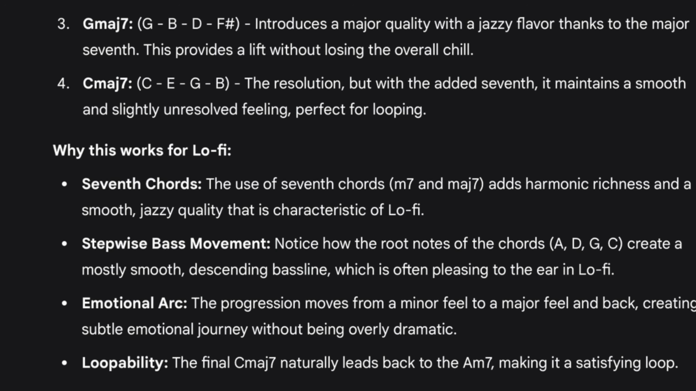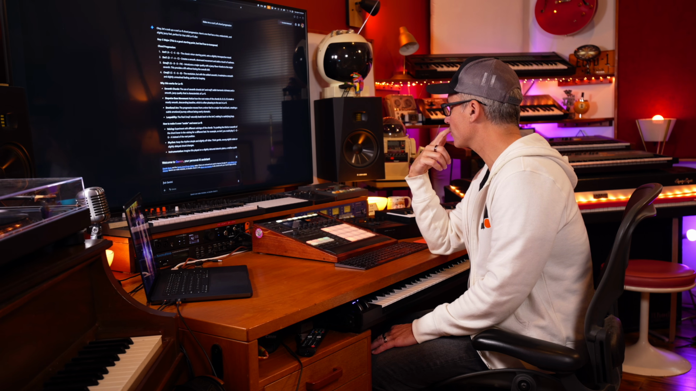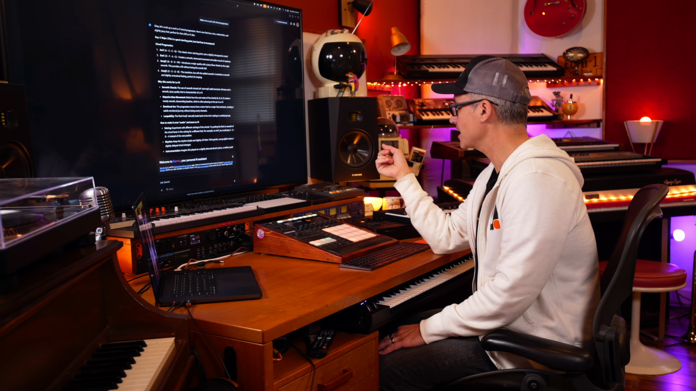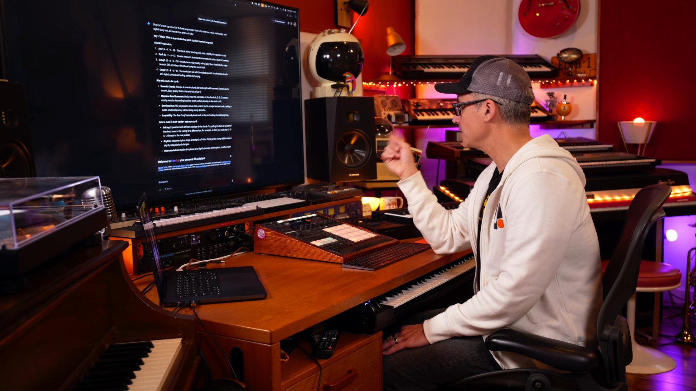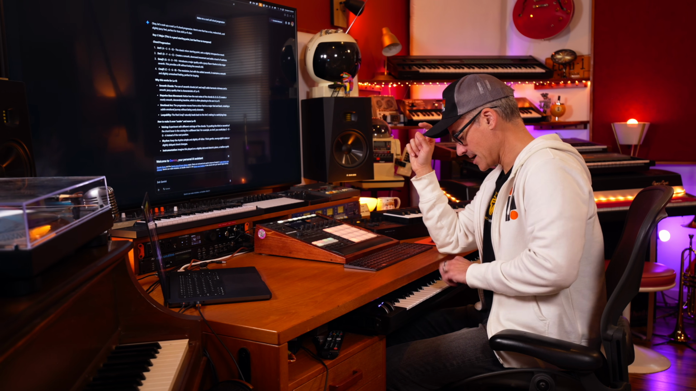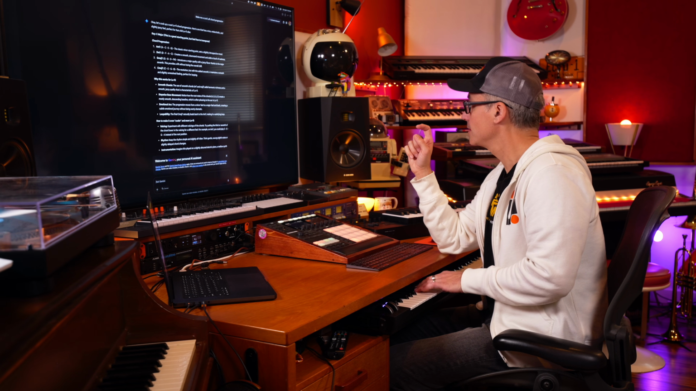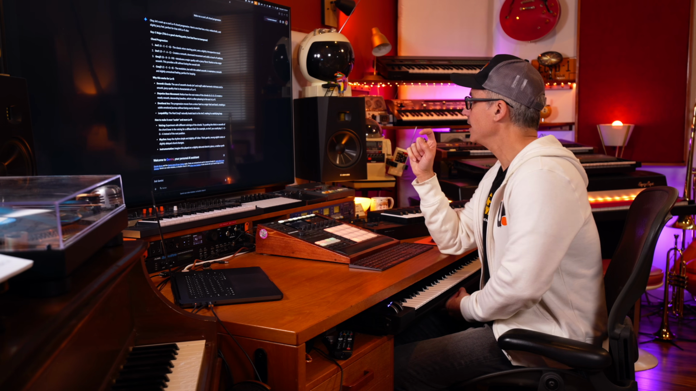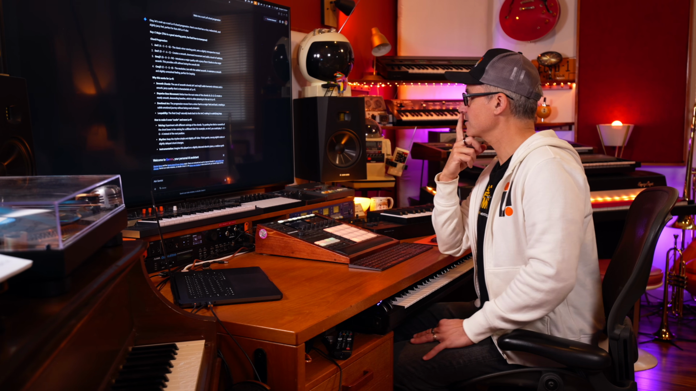Stepwise bass movement. Notice how the root notes of the chords, A, D, G, C, create a smooth descending bass line. A, D, G, C. That's kind of cool. So we're doing this thing called the cycle of fifths. And it's, yeah, it's nice. It sounds good. Emotional arc. Ooh, telling us how the chords in that progression will make you feel emotions. Imagine that. I mean, emotions from artificial intelligence.